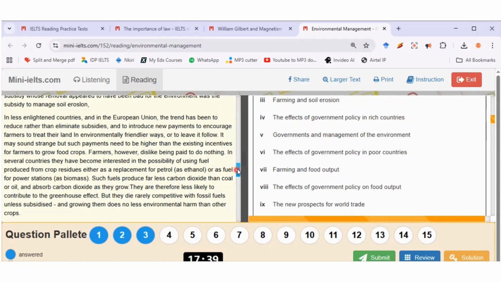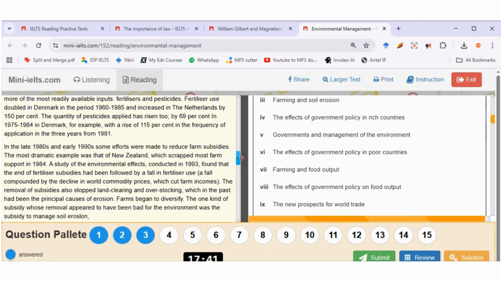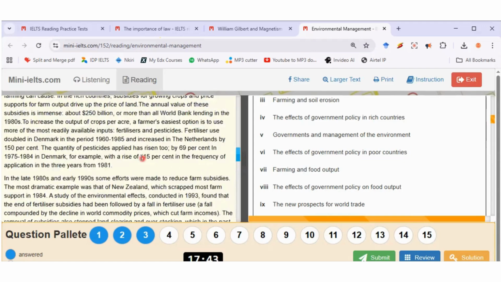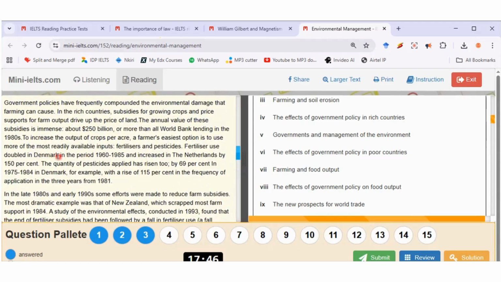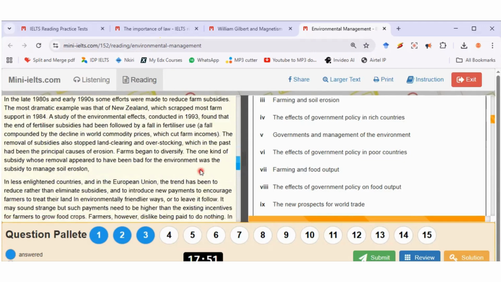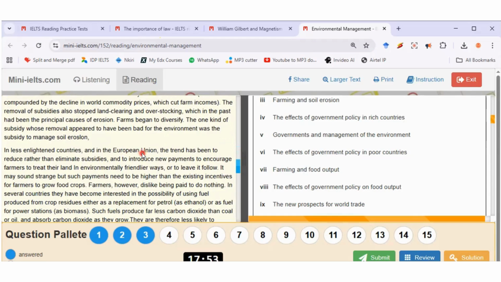All these countries they mentioned here, they are rich countries, ladies and gentlemen. New Zealand is in the category of rich countries. Denmark is in the category of rich countries. Okay? Netherlands is in the category of rich countries. Where else? European Union, rich countries. My only problem is this one that says less enlightened countries. This sounds like maybe not a rich country. So I may pick number, where is it now? Number 4. Number 4, let me keep it somewhere in my left hand. Let me check the others.